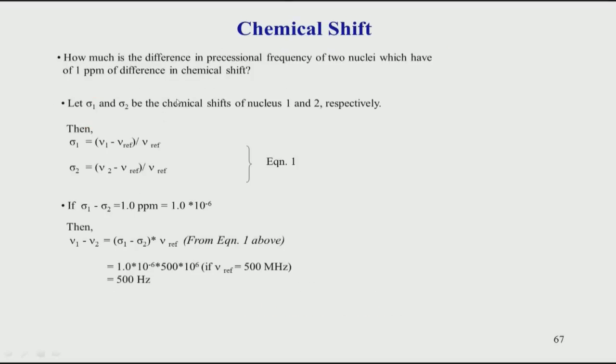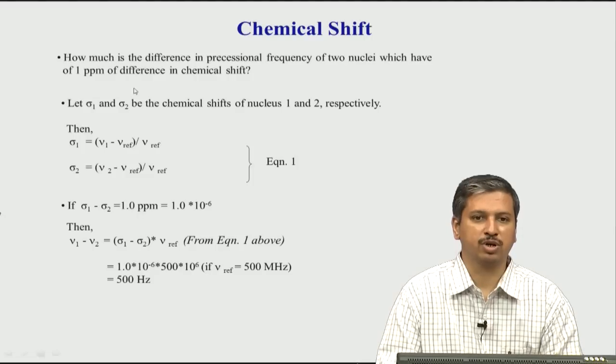Now let us do a simple calculation. Suppose I ask this question: I have a difference in chemical shift of two nuclei which is 1 ppm. How can we calculate this in terms of hertz? This is a very important conversion we do routinely in NMR, converting the ppm scale into the hertz scale and vice versa. So, how do you convert ppm into hertz?